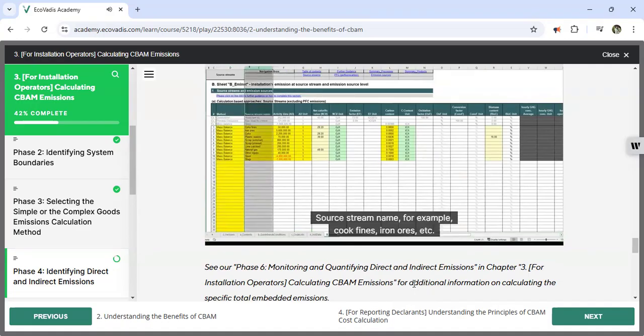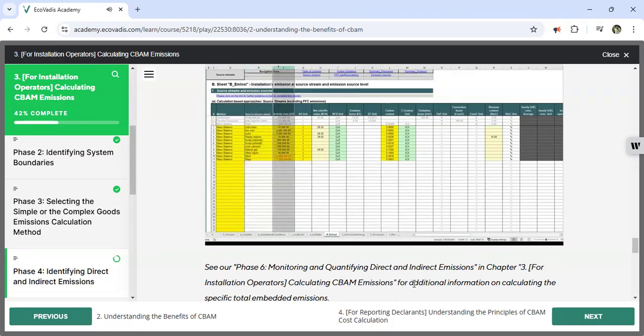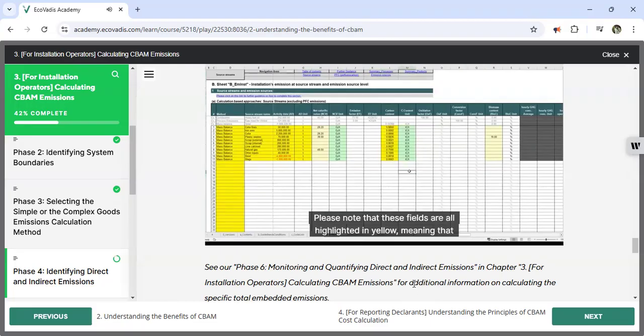Source stream name, for example, coke fines, iron ores, etc. Activity data, for example, the amount of coke fines or iron ores used in the production process in tons. A unit of activity data, such as tons. Carbon content of the fuel and materials. Please note that these fields are all highlighted in yellow, meaning that these are all mandatory fields required to be entered by the installation operators.